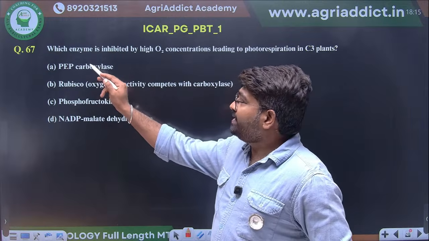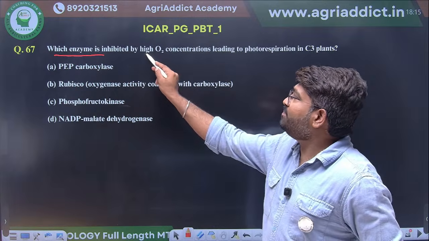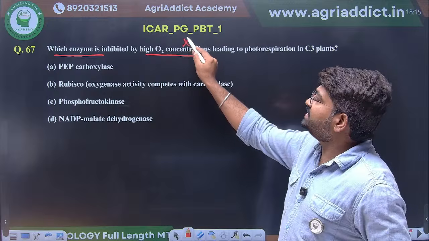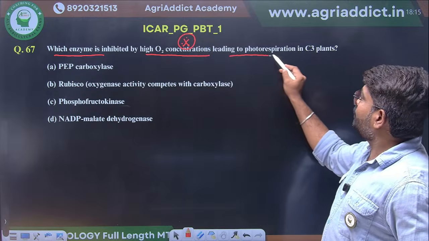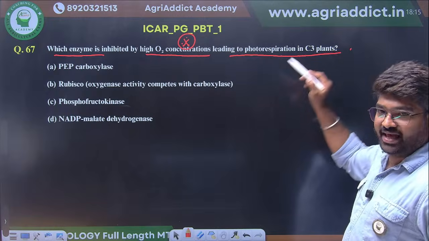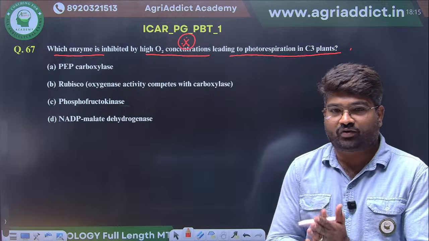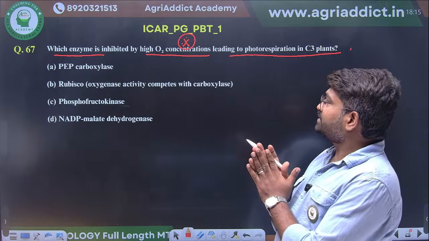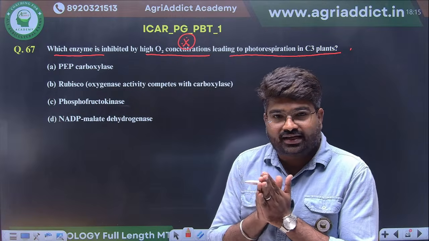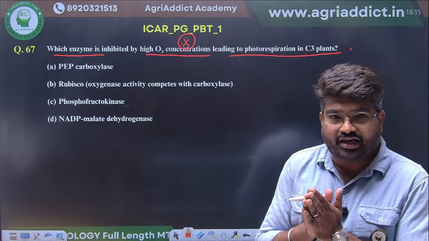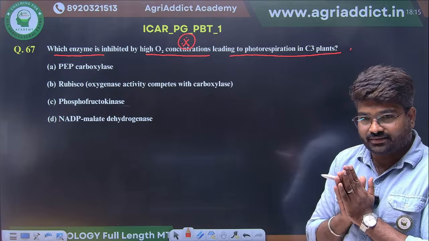Listen to the question properly. Next question. Which enzyme is inhibited by high oxygen concentration, leading to photorespiration in C3 plants? What will be the correct answer for this? High concentration of oxygen is leading to photorespiration in C3 plants. Which enzyme? Any guess, students?